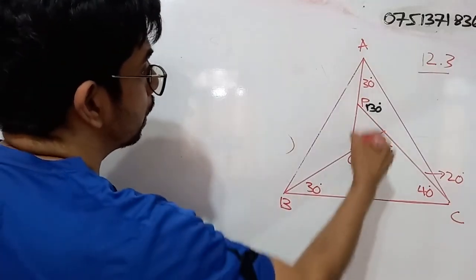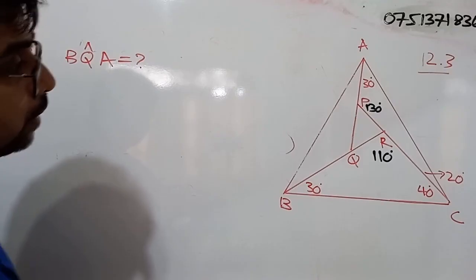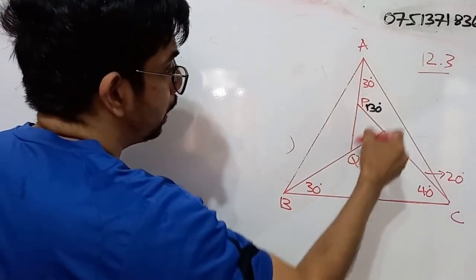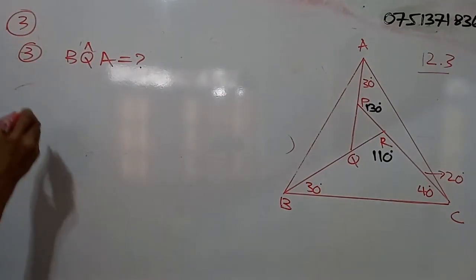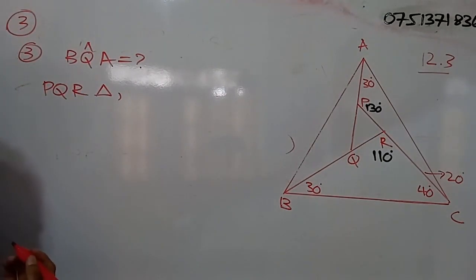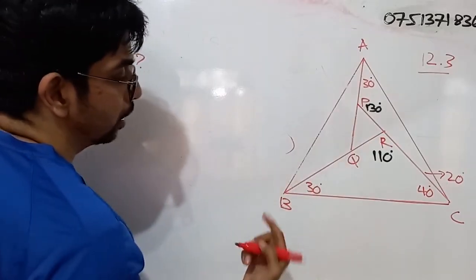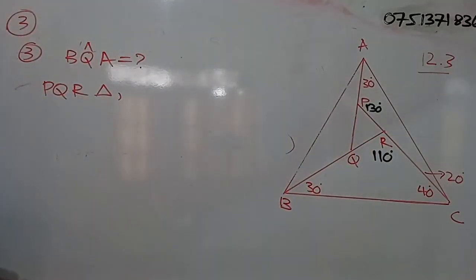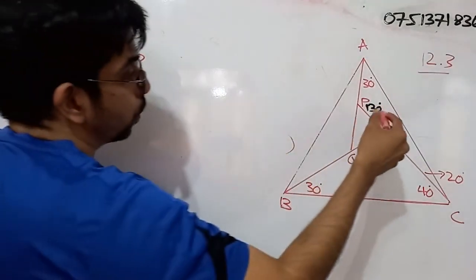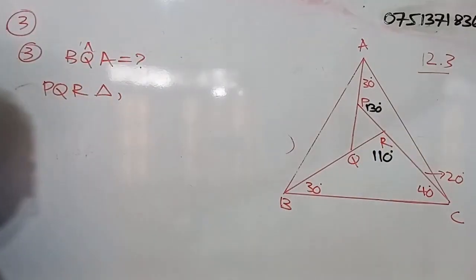BQA. Right, so if we consider the triangle PQR and the external angles of them, we will mark this angle as AQB or BQA. So think about the PQR triangle and the external angles of it.